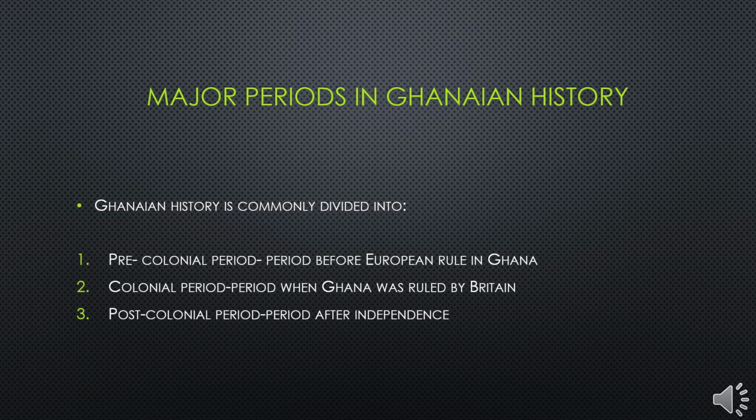Then we move on to the post-colonial period. When we talk of the post-colonial period, we are talking about the period after independence. The post-colonial period began after Ghana gained independence in 1957. During this period, Ghanaians governed themselves and worked towards national development. That is the post-independence period in Africa. It's an important era in the continent's history.